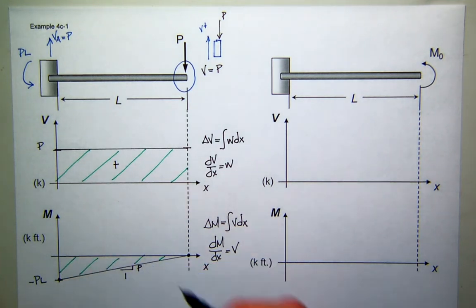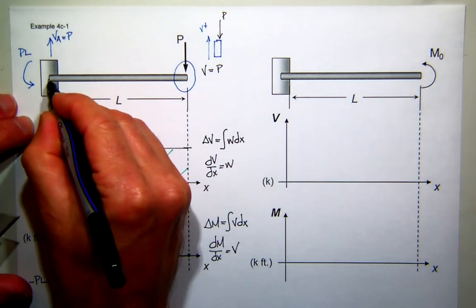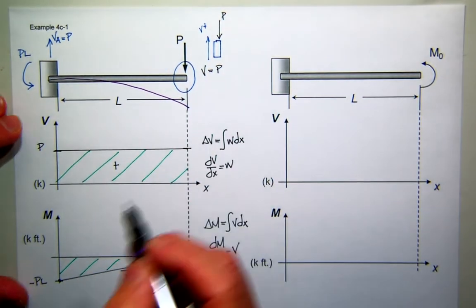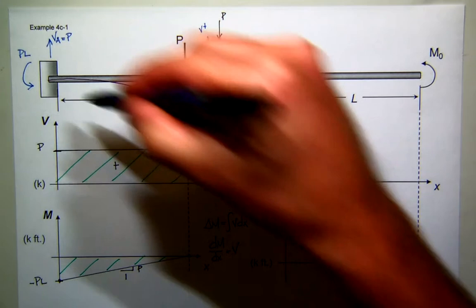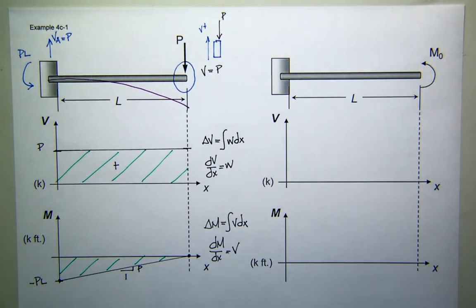So where's the maximum moment in this structure? At the fixed connection, it's equal to negative PL. In fact, the moment in the entire structure is negative. So how would you expect this beam to displace? It should bend down, right? Our frown, remember our frown and smiling analogy? Our beam is frowning.